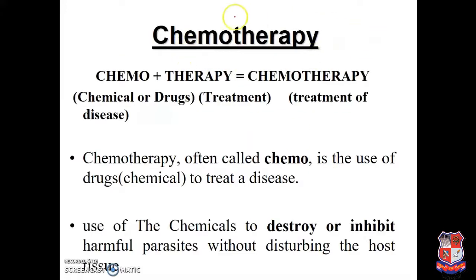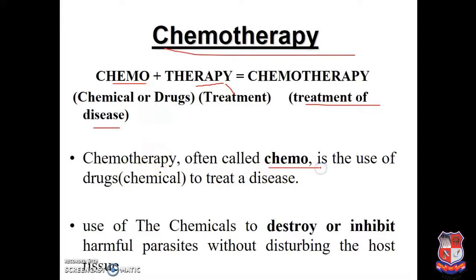First we discuss about the chemotherapy. The word chemotherapy is the combination of two words. First one is chemo and second one is therapy. Chemo is called the chemical or drug. Therapy is nothing but treatment. Chemotherapy is called the treatment of disease. This type of therapy we can say is chemotherapy.